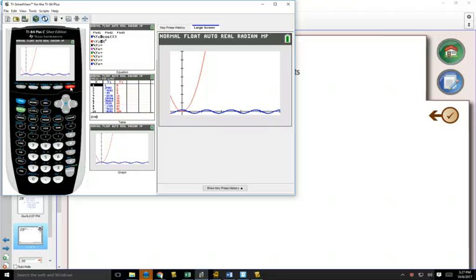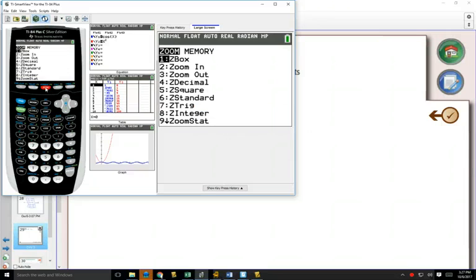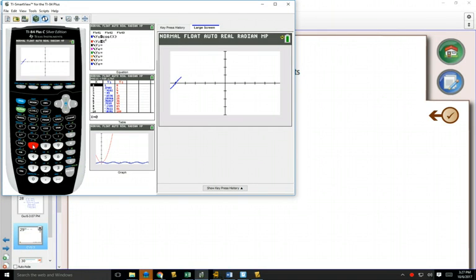If I want to see this box nicer, I might want to change my window. That's one possibility. But under your zoom menu, there's a bunch of different zooms that are possible. One of the zooms that's very nice is number 7, Ztrig. That one goes from negative 2 pi to 2 pi if you're in radians. It would go from negative 360 to 360 if your calculator was in degrees. So now that looks like a very nice cos graph. There's our parabola, and it's nicely centered.